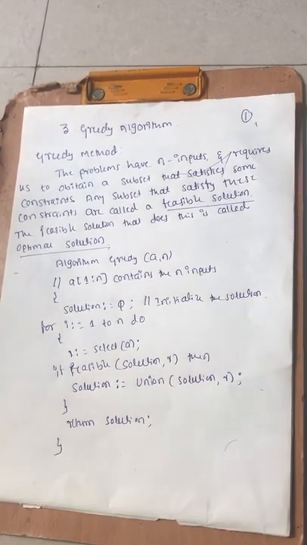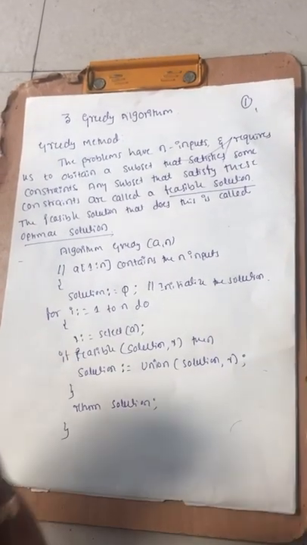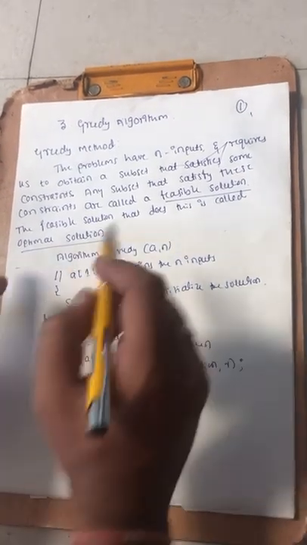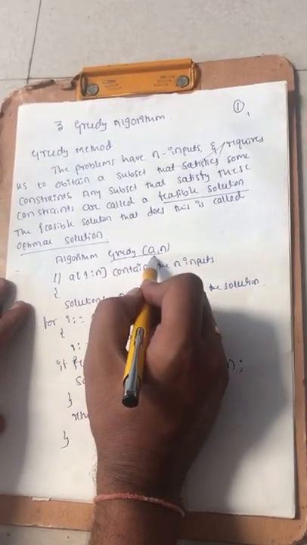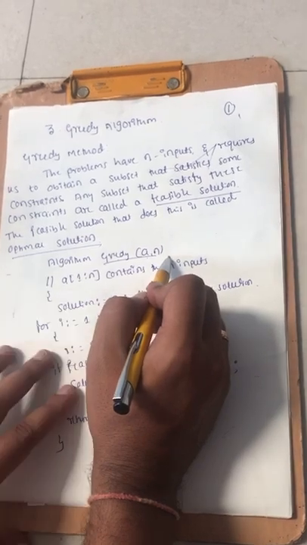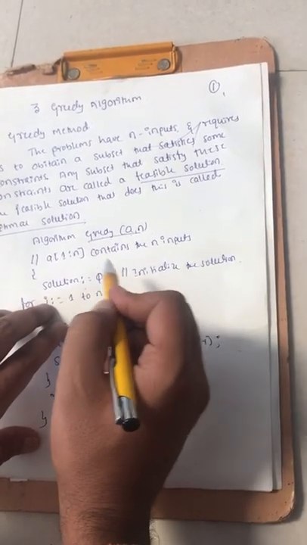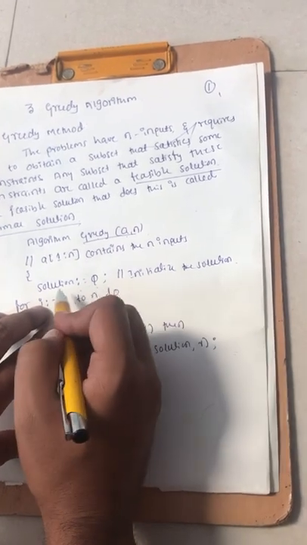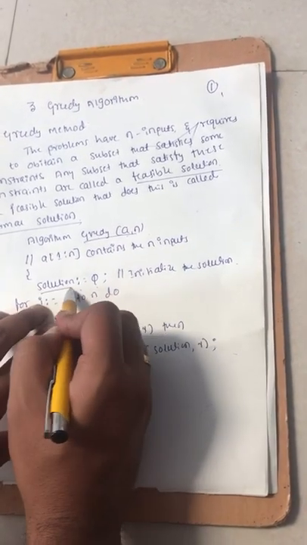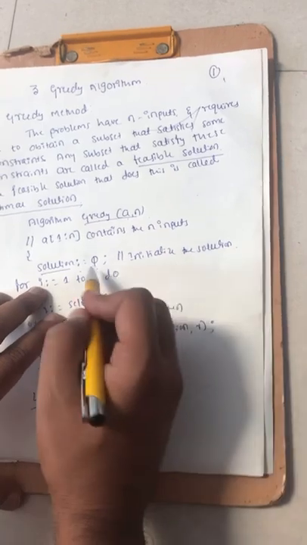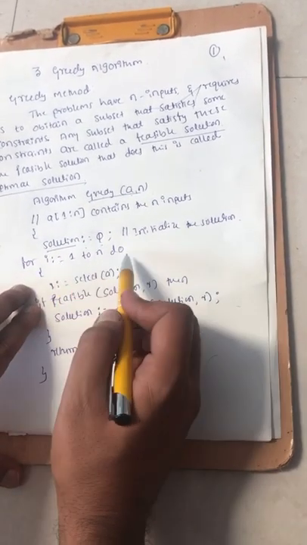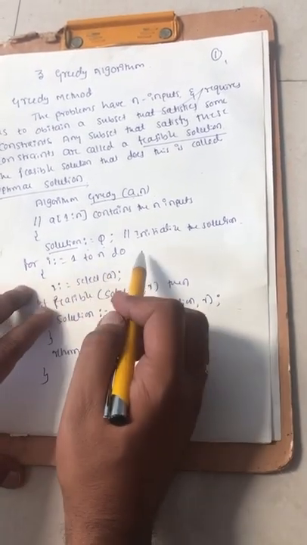How is it going to be solved? Through the algorithm. Just assume algorithm greedy here. It is going to have the array A and n number of inputs. We are going to do some initialization here. If a subset satisfies the constraint, it is going to be added into the solution. Initially the solution is set to null. We have n number of inputs, and we are going to read from 1 to n.